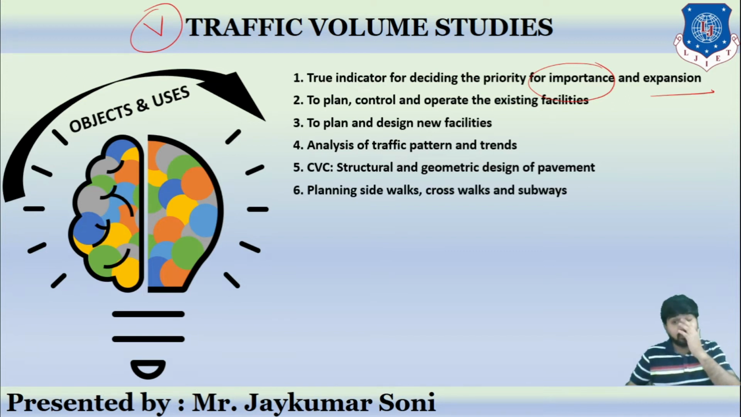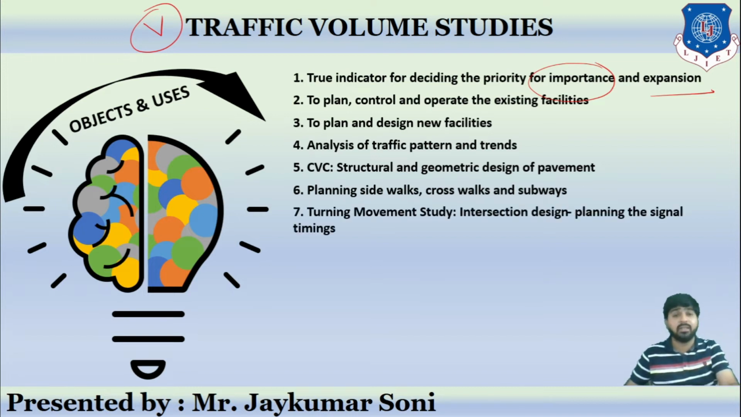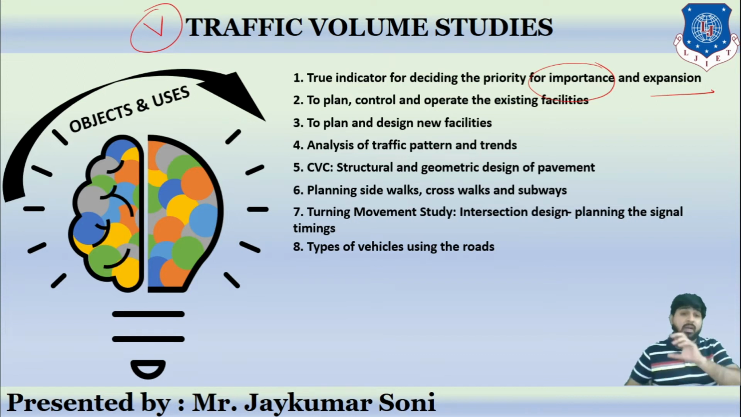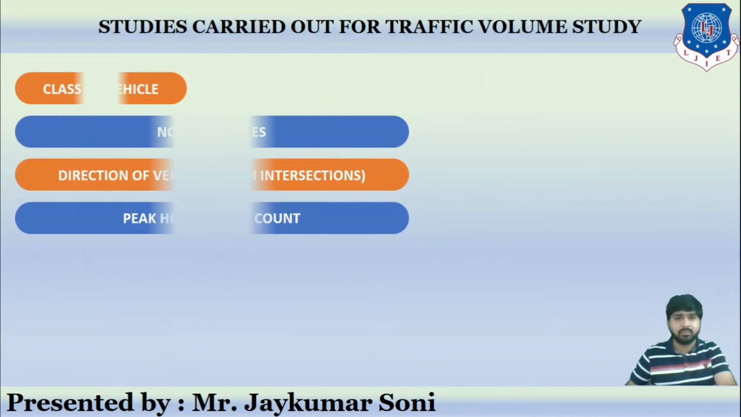Then comes the planning of sidewalks, that means the footpath, crosswalks, that means the zebra crossing, and subways. Turning movement study, the intersection design, the crossings, such as Darpan Circle, Navratpura Circle, Shyamal Crossroads. These are the intersection designs, these are the crossings. Then types of vehicle using the road. By having the volume count, we'll know that a higher amount of two-wheelers are traveling, a lesser amount of rickshaws are traveling.